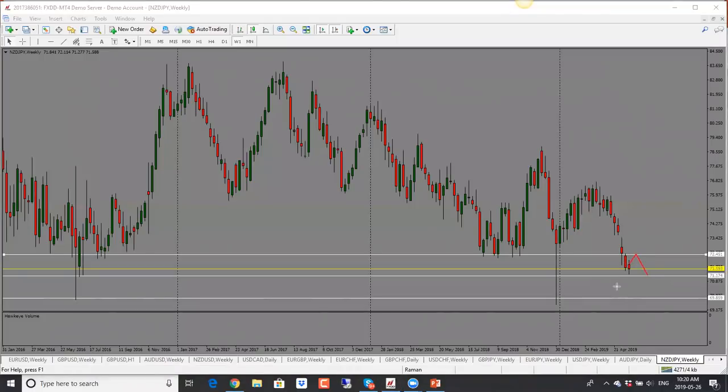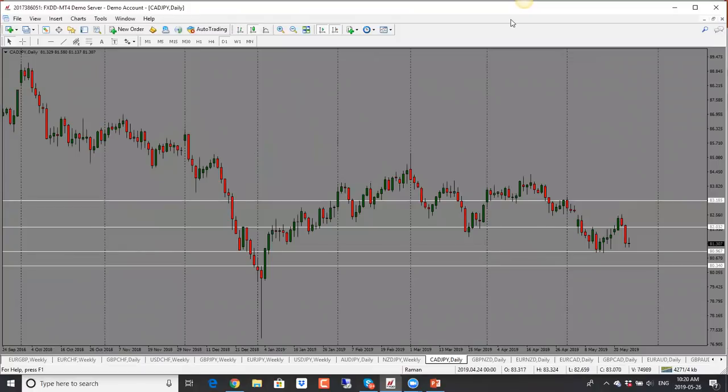But overall, though, bias is bearish, and once we see it break through, then I will look for a drop. But for now, there may be a pullback before it drops, so just be mindful of that. But my bias overall is bearish, and 69.80 will be the target to the downside for New Zealand yen.